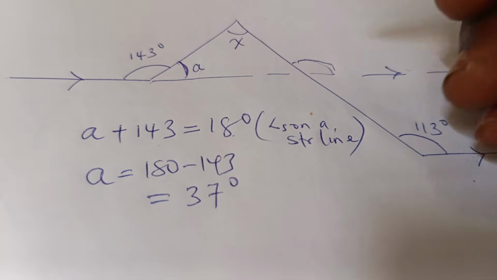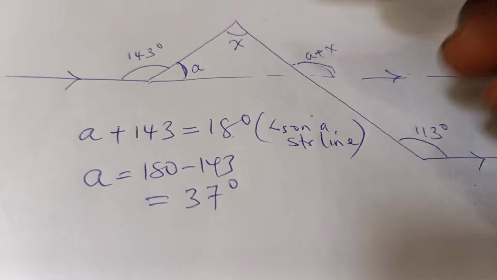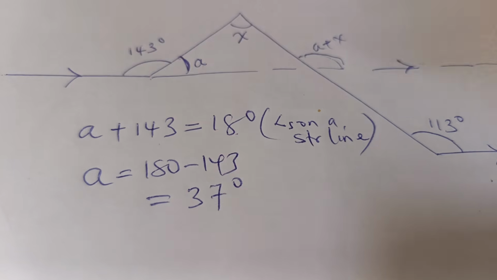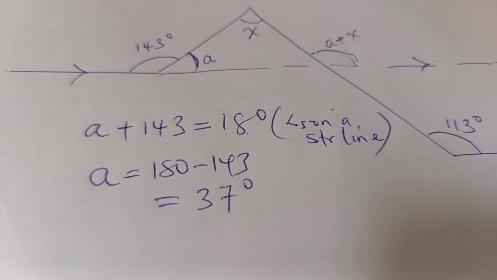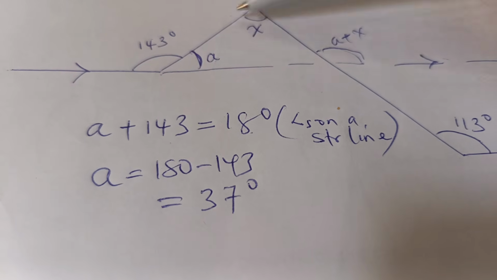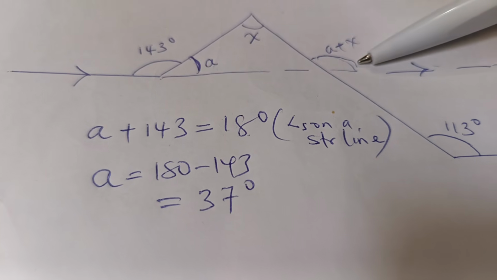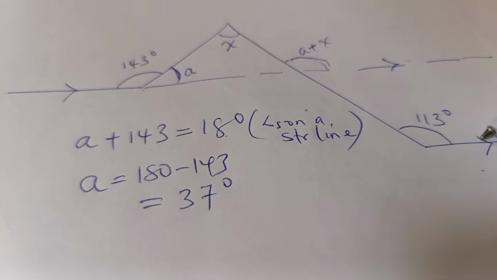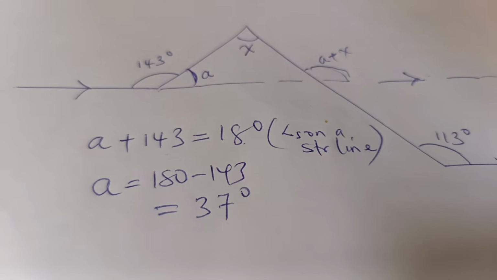If I add these two, if I add A plus X, it is equal to this one. This is a triangle, and we call that the opposite interior angles being equal to the exterior angle. Like I said, there are different methods to solve that, but if you look at this, I can now relate what I have here with this one here.